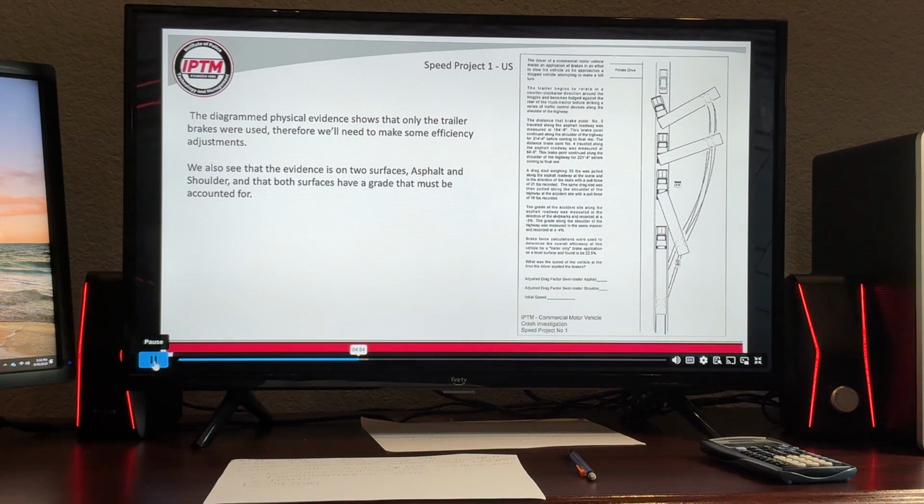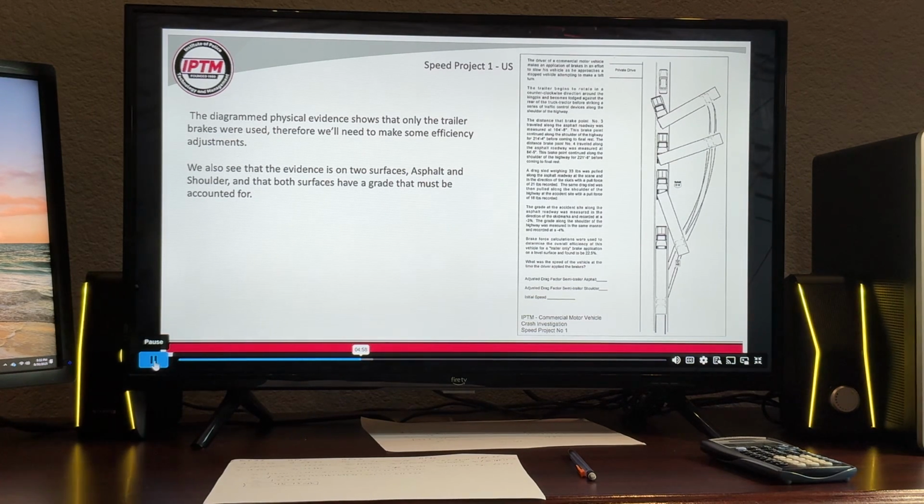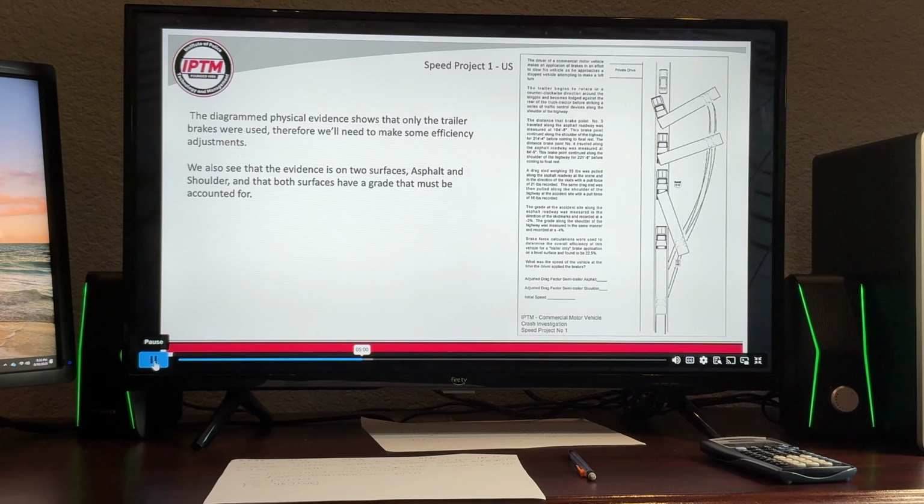So if we look through our evidence field, just based upon that quick look alone, we know that we're going to have to make some efficiency adjustments. So let's have that in mind. As we're getting things out of our equation toolbox, we're going to need to correlate this efficiency and make sure that our factors that we use, our drag factors, are appropriate.